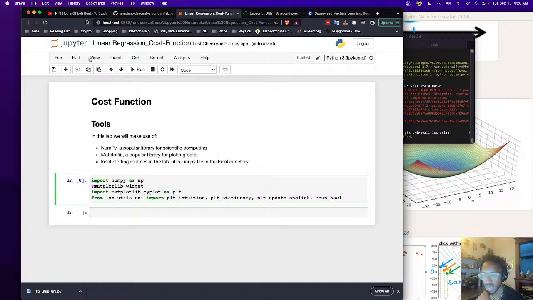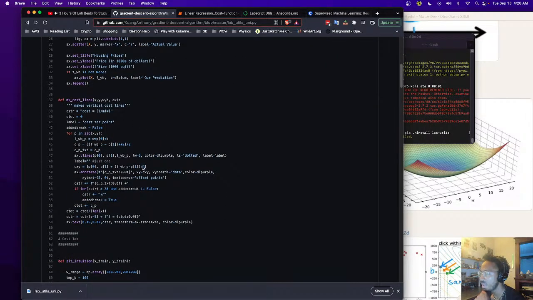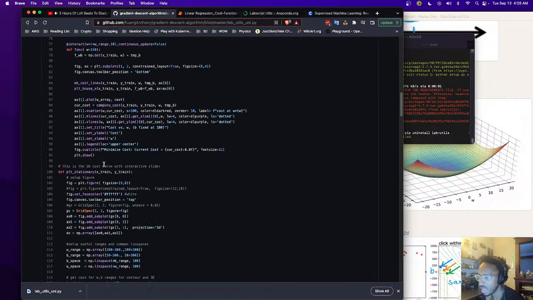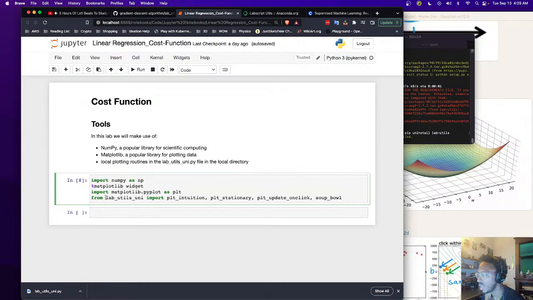So that's one thing. And then for this, you see it says from lab utils uni. You actually need to have some Python code that is in your environment for this, and I put a link to where you can get this off of GitHub. This person has very kindly posted this with all the functions and everything available. So it won't work unless you have that for what we're doing today.